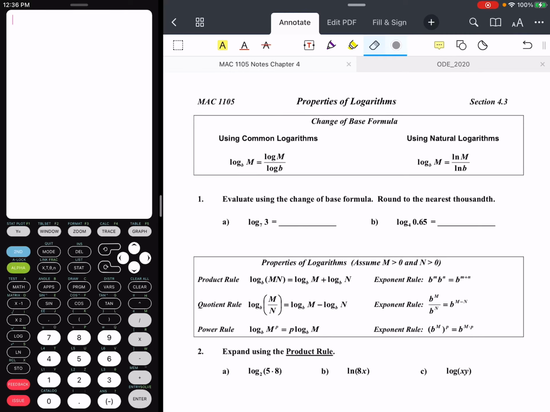Now we'll be talking about more properties of logarithms, and we'll also discuss something called the change of base formula. So first, let's talk about this change of base formula. Those are these two formulas you see up in the top box at the beginning of the notes.